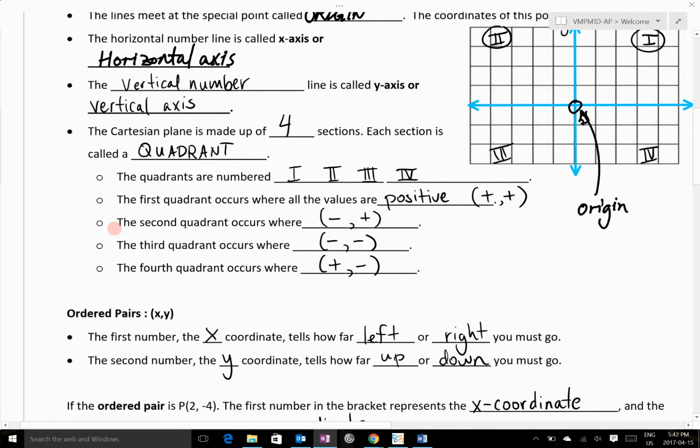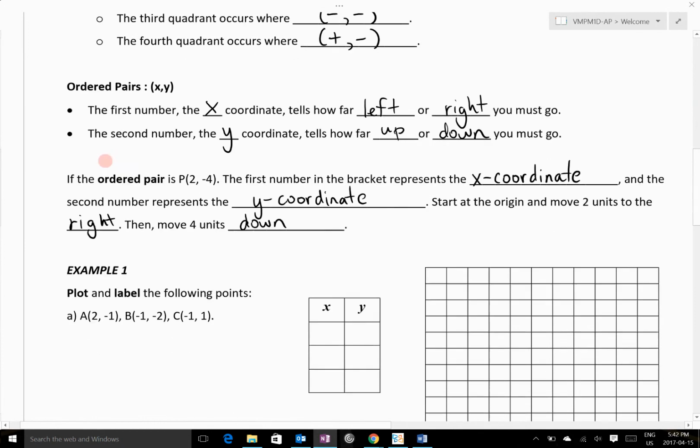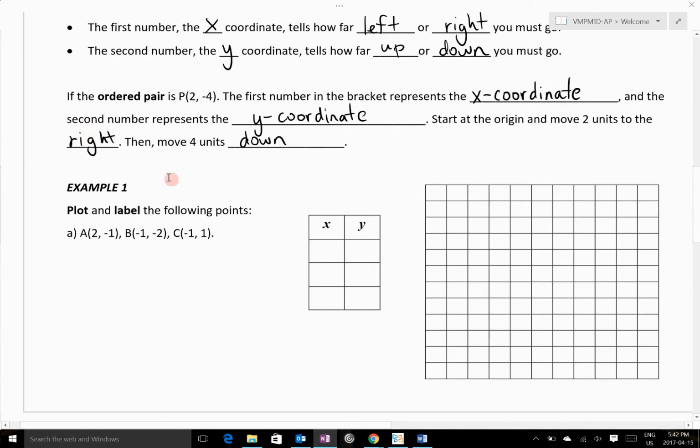Okay, so let's go down to this example. Plot and label the following points. So we have point A, point B, and point C. I'm going to plot this in a nice little table here of x values and y values.